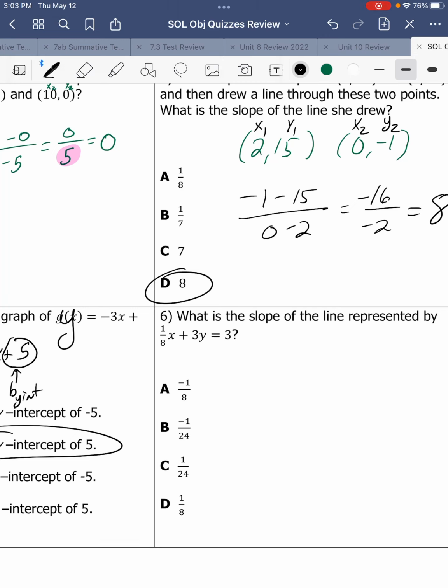All right, next one is a little trickier. I'll show you how to do it by hand, and then we will also do it on the calculator. So 1/8 x plus 3y equals 3. To find slope, we need to get the equation into y equals mx plus b. That's just going to be the easiest way to do it. To do that, we need to get the y by itself. You have to undo the operations on the y. So we have multiplication, and then we have addition. You're adding a term, so we're going to do the opposite of that. We're going to subtract the term.